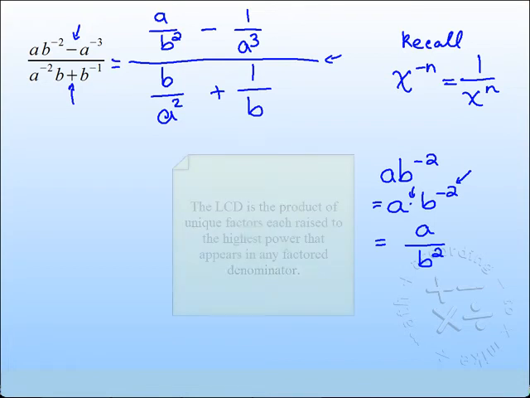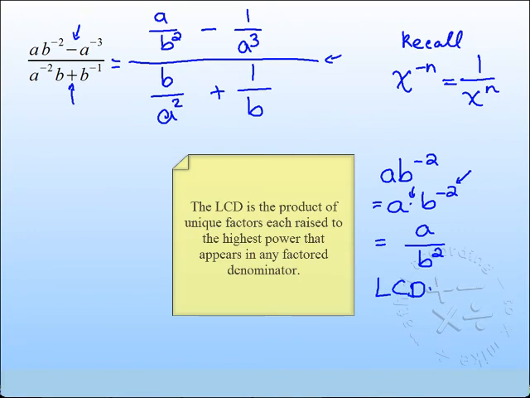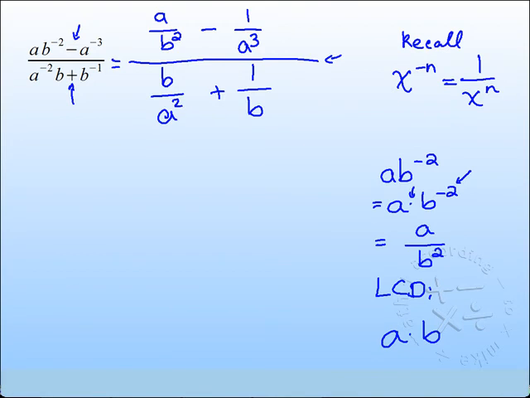So we have to find the LCD. Remember, the LCD is the product of unique factors, each raised to the highest power that they appear in any factor denominator. We have two unique factors, a and b. So now we have to raise them to the highest power that appears in any single denominator. Well, notice we have an a squared and an a cubed. Which one's bigger? Hopefully you said the cube. So our LCD will get the a cubed.